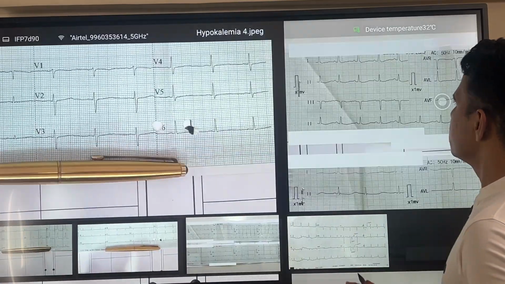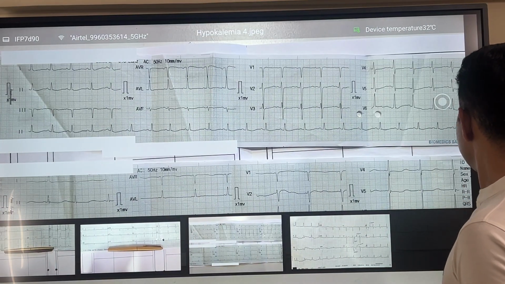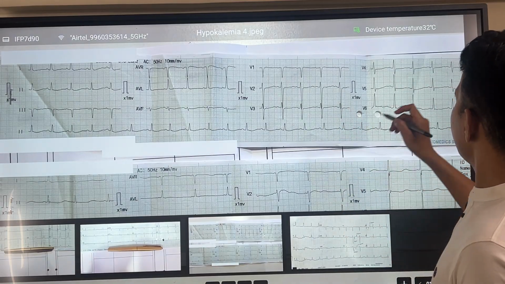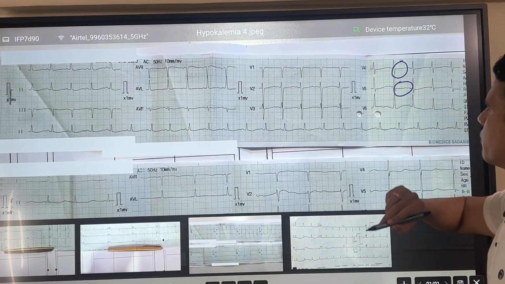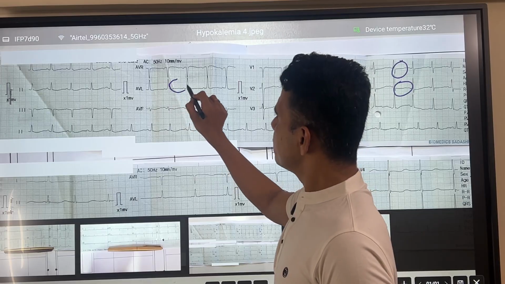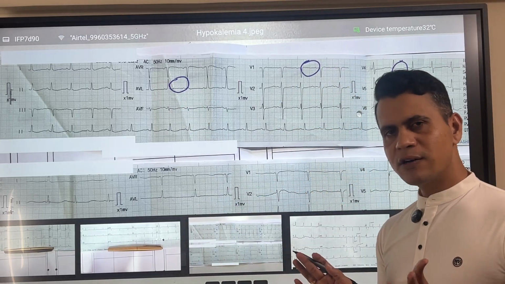If we look at some other ECGs here also, wherever we look, the T wave is not there very well. The T wave is not here. The T wave is not at all there. So the T wave is almost flat or absent.